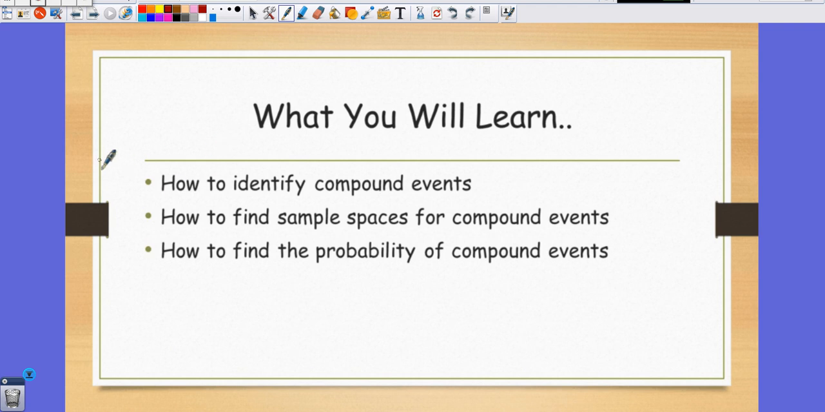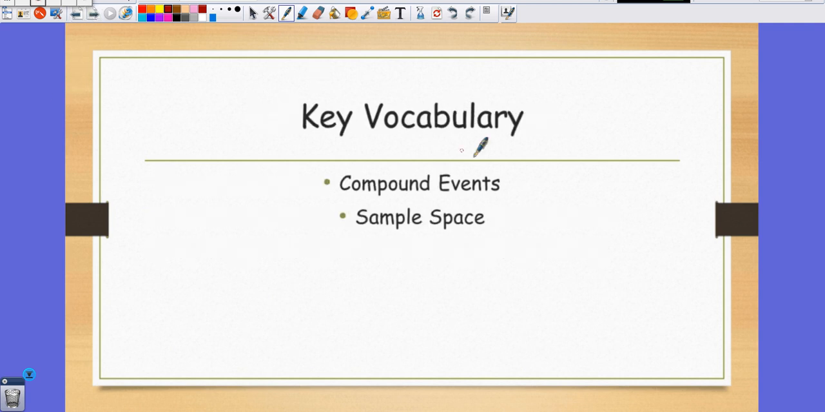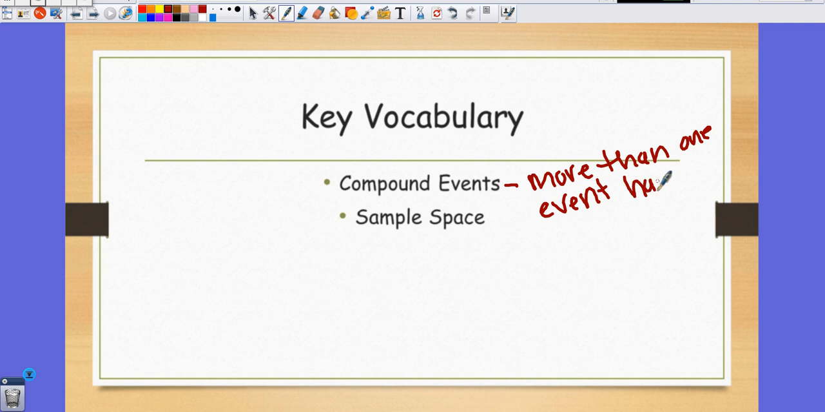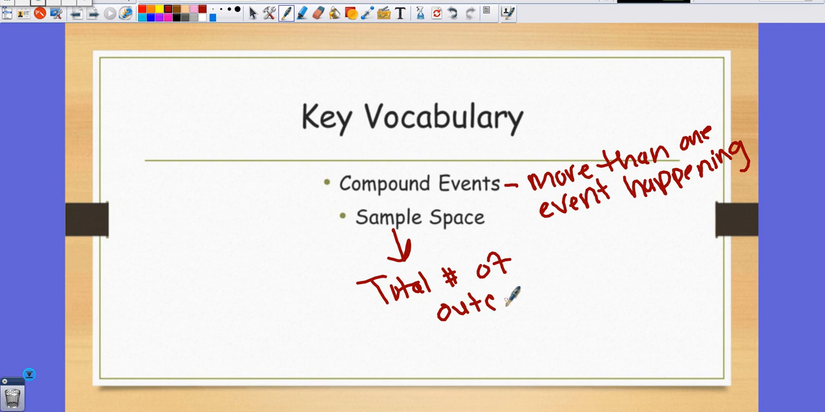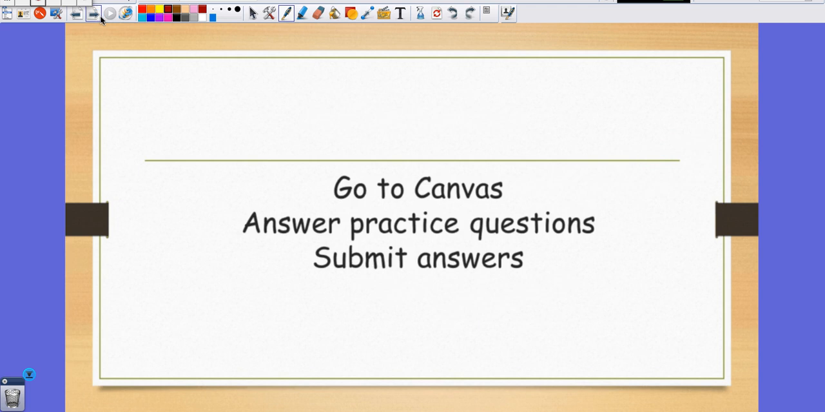So what you're going to learn today is how to identify compound events, how to find sample spaces for compound events, and how to find the probability of compound events. So a compound event is more than one event happening at a time. More than one event happening. And sample space is the total number of outcomes. Okay? So let's go ahead and move on.